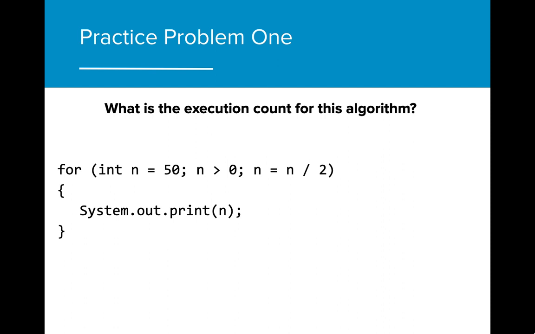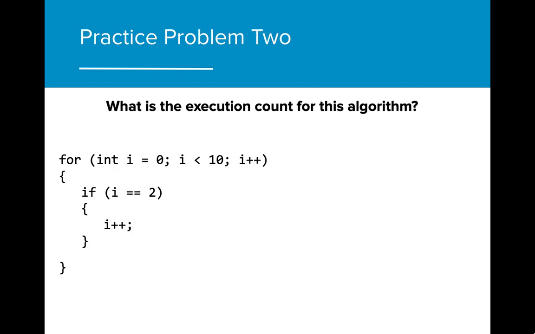For this algorithm, what is the execution count? The execution count is 6. Each time the loop executes, n is divided by 2, so the loop will produce output when n is 50, 25, 12, 6, 3, and 1. The final value of n will be half, which is 0, because n is an int, and the test will fail.